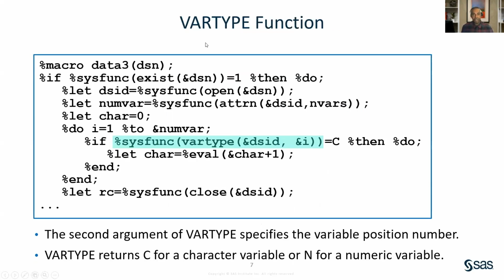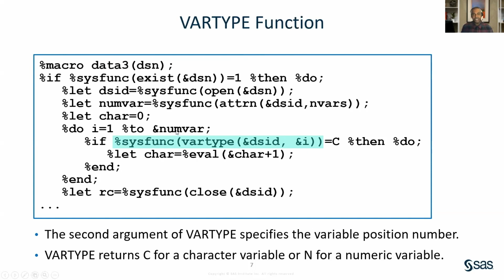Another function you may be interested in is the VARTYPE, to figure out what type of variable is in position 1, position 2, and so on. So in this third example, data 3, with one parameter, we invoke %sysfunc again, checking to verify the data set does exist. If it does, %then, %do the following. We will assign it an ID with the open function, then determine the number of variables like we did before.